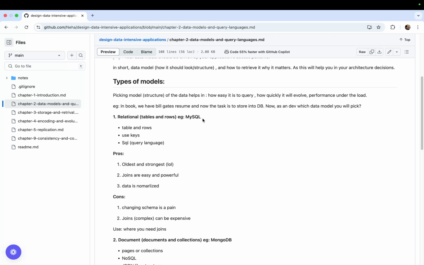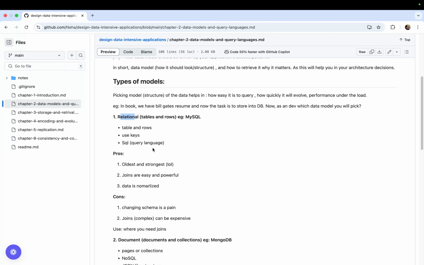Now in this book, there is an example given of Bill Gates' resume. So imagine you have a Bill Gates resume and you want to store it. Now by using relational, what I will do is I will create different tables. I will create a table of user where I will put Bill Gates with key, the ID, email, phone number. Then another table for education, another table for experience, and so on. And then I will relate them. So whenever a query is coming, I have to write the queries to get the specific information from all these tables. So this is how I'm gonna use the relational model to store Bill Gates' resume.